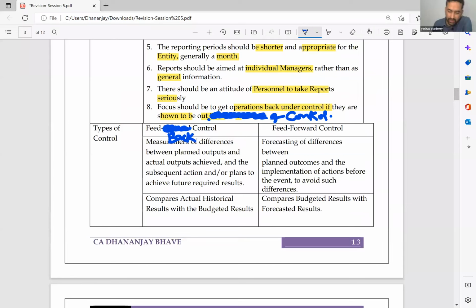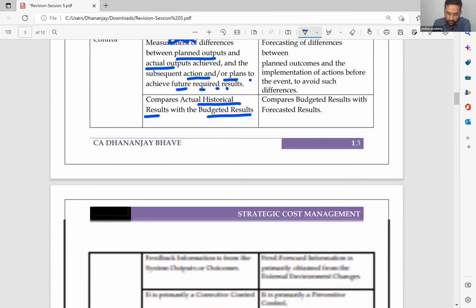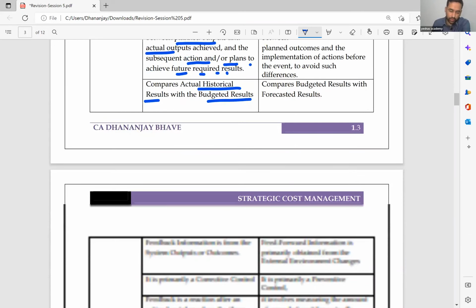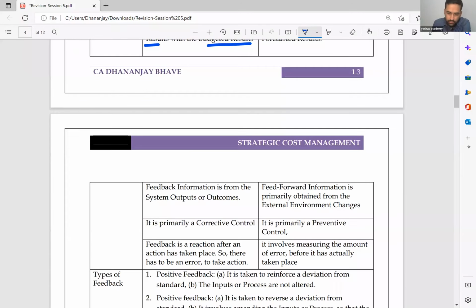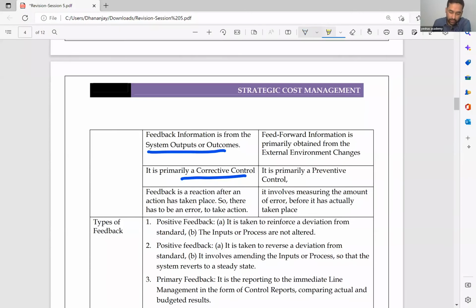Yes. What is feedback? It is the measurement of differences between planned and actual outputs, and the subsequent action and/or plans to achieve future required results. It compares historical results with budgeted results. Feedback information is from system outputs or outcomes. It is primarily a corrective control. Mark this important. Feedback is a reaction after an action takes place. So there has to be an error to take an action.